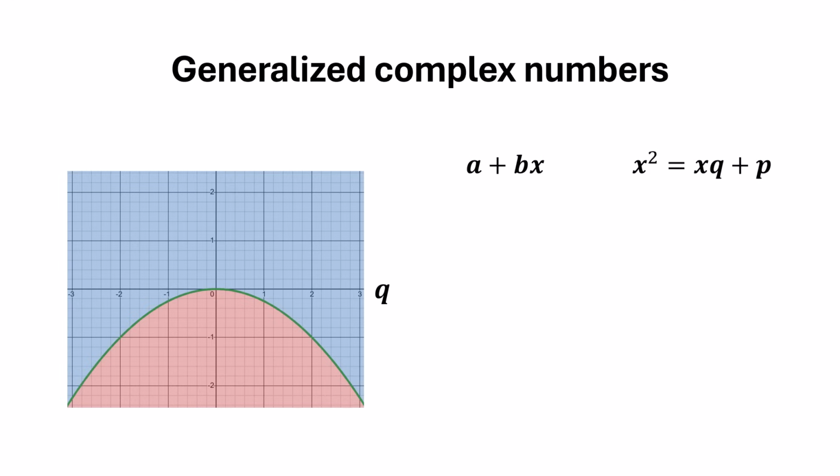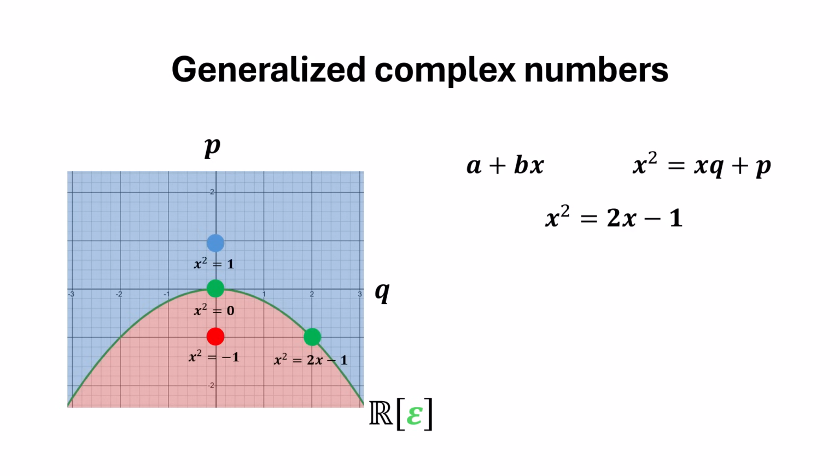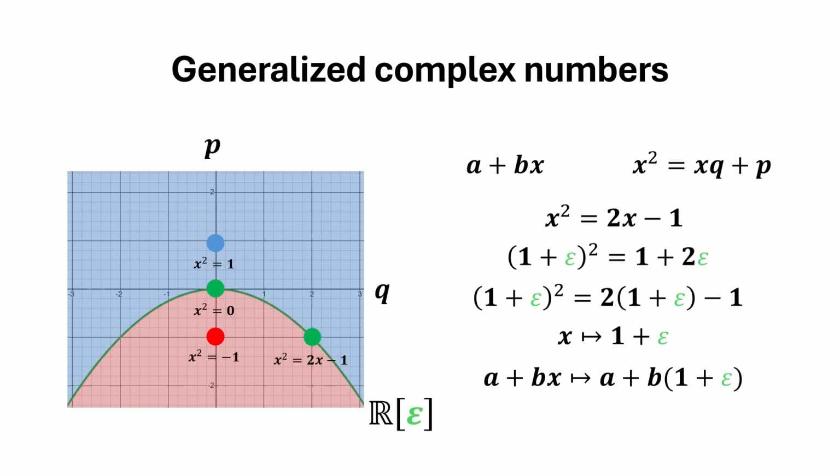The horizontal axis represents the coefficient, while the vertical axis represents the independent element. These points represent the canonical complex numbers, split complex numbers, and dual numbers respectively. Anything on this green line is isomorphic to dual numbers. For example, the system formed by a plus bx where x squared equals 2x minus 1. X behaves the same way as 1 plus epsilon, so we can easily define a mapping between both systems. Anything on the top of this parabola is isomorphic to split complexes, while anything on the bottom behaves the same way as the complex numbers. In some sense, we can say that we have completely classified all two-dimensional number systems.